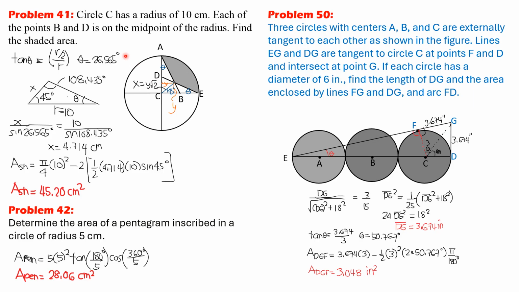Problem 41. Circle C has a radius of 10 cm. Each of the points B and D is on the midpoint of the radius. Find the shaded area. So D is the midpoint, B is also the midpoint. In this right triangle DCE, let's call that theta, that's also theta. Tangent of theta is equal to R over 2 divided by R. So theta is 26.565 degrees.